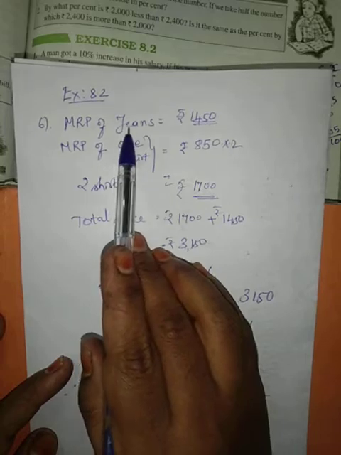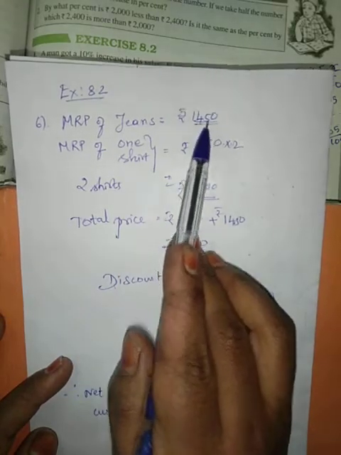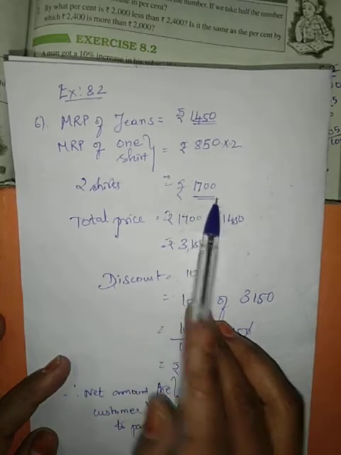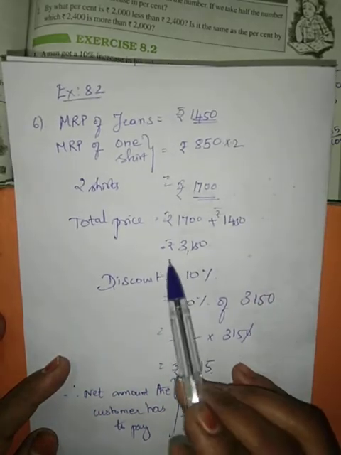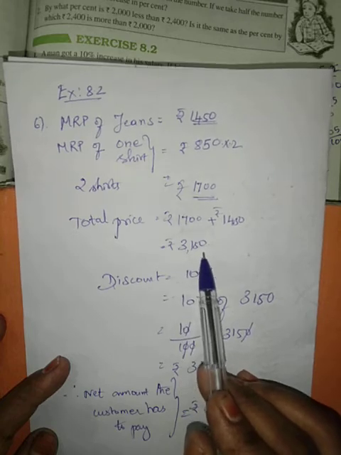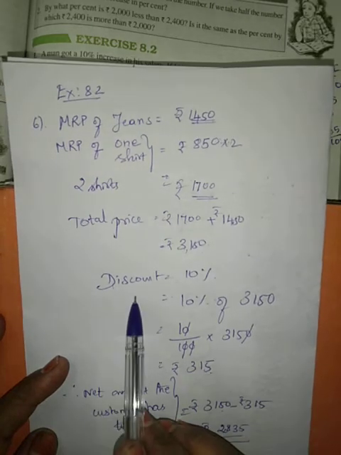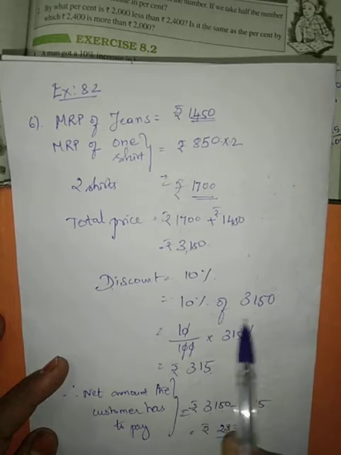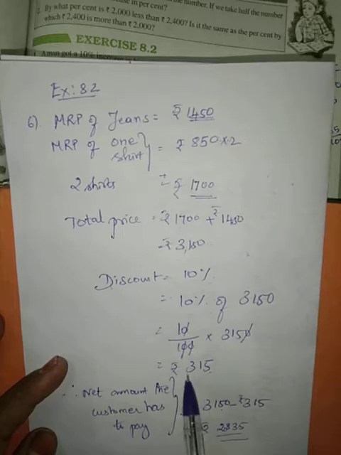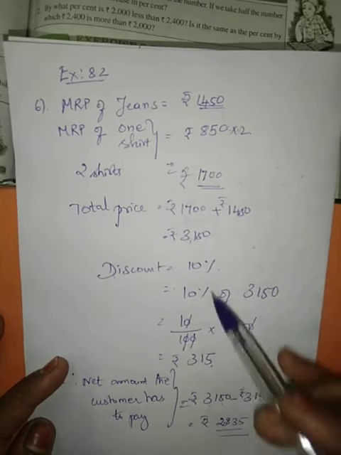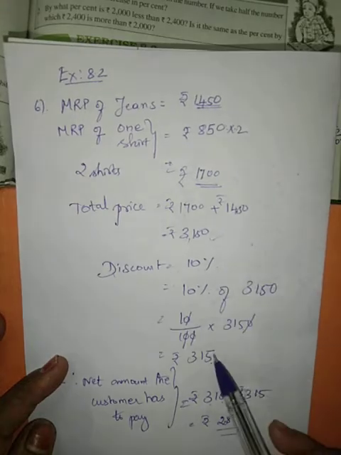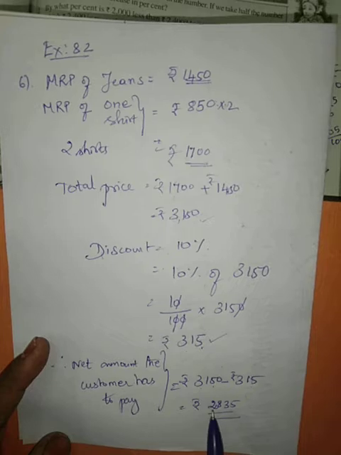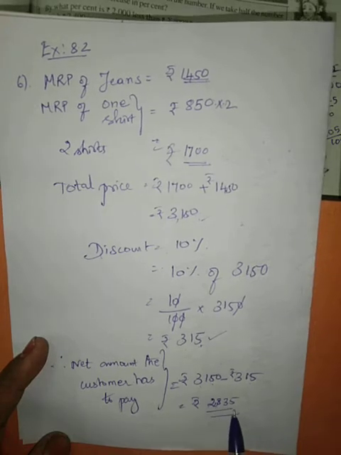So the jeans cost 1450. One shirt is 850 rupees. Therefore two shirts is 1700. So if I add these two amounts, the customer should pay 3150. But the discount is offered. How much is the discount offered? 10%. So 10% of 3150 is rupees 315. So I should subtract 3150 minus 315. If I subtract, the answer will be 2835 rupees.